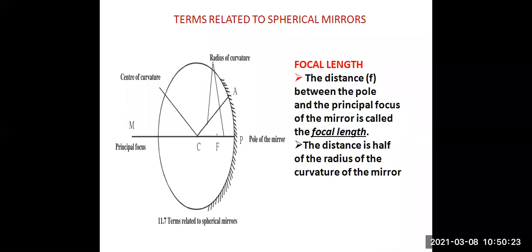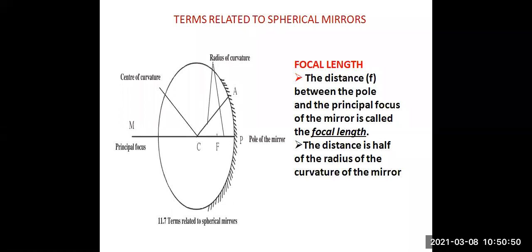The last thing is the focal length. The distance f between the pole and the principal focus of the mirror is called the focal length. The distance is half of the radius of curvature of the mirror. Now the radius of curvature is CP, okay, and its half is f, the focal length. Half of the radius will always be its focal length.